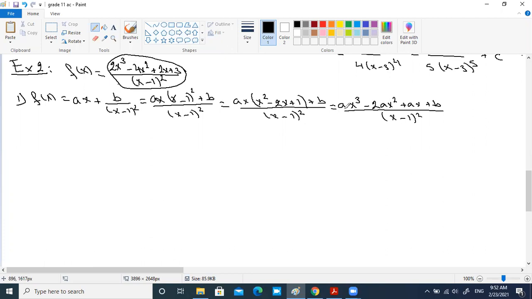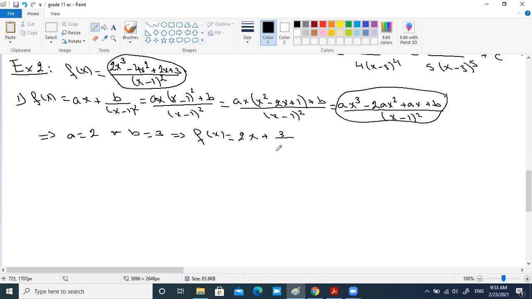It means that a is equal to 2 and b is equal to 3. And so f of x is equal to, replace a and b by their values, 2x plus 3 over x minus 1 squared.